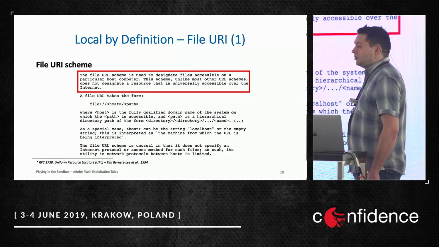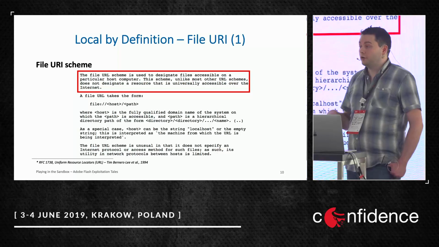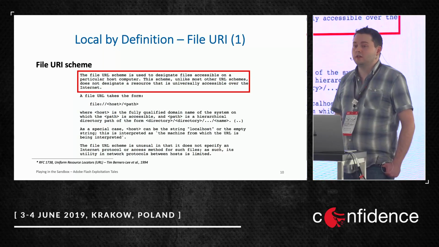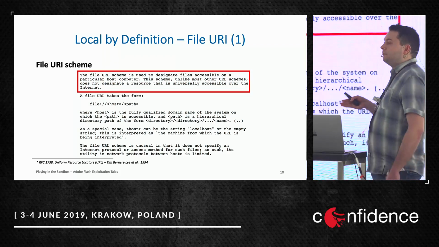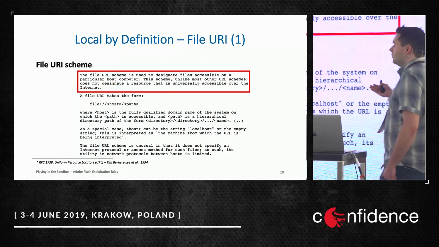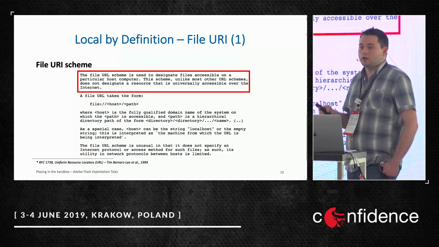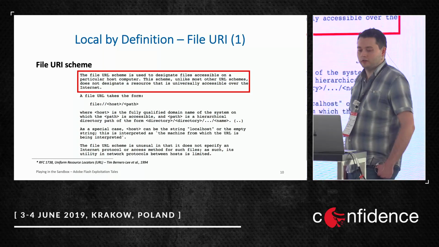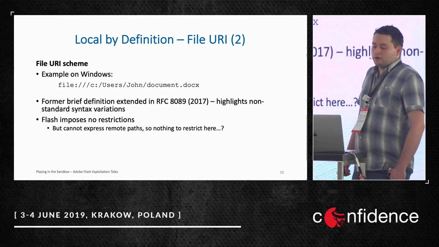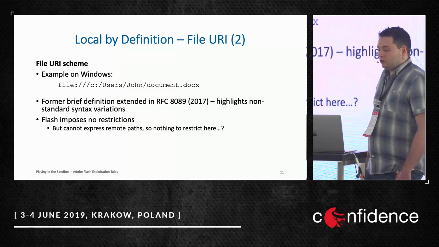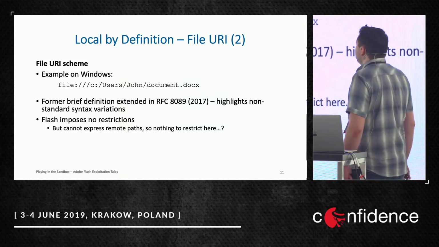But it turns out that because the RFC does not specify which protocol should be used to fetch this resource, basically every implementation out there just ignores the host identifier and just assumes the path to be referencing the local file system. So here's an example on Windows, just a Word document hosted on the local C drive.